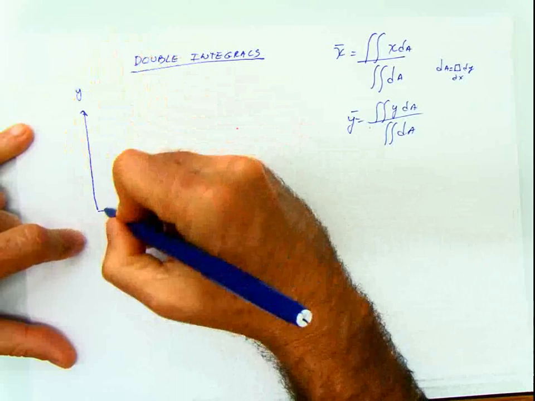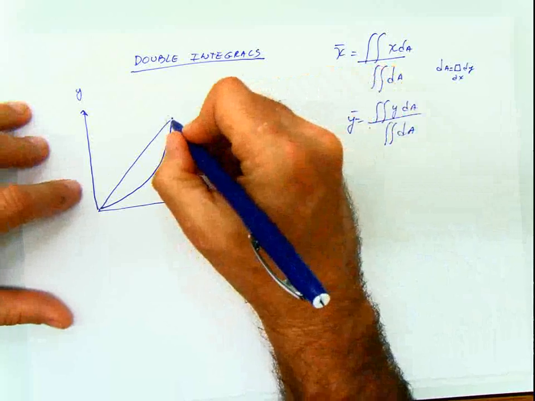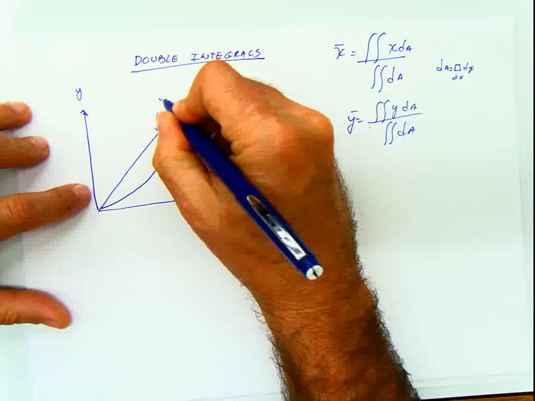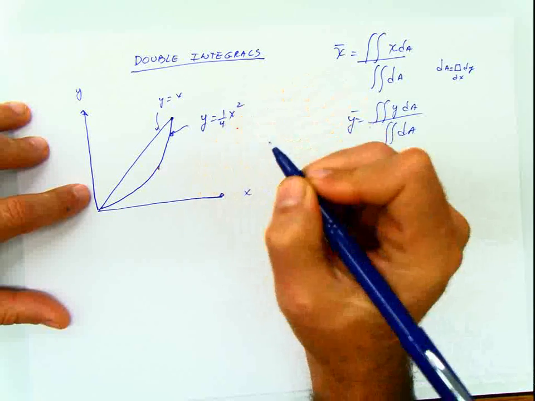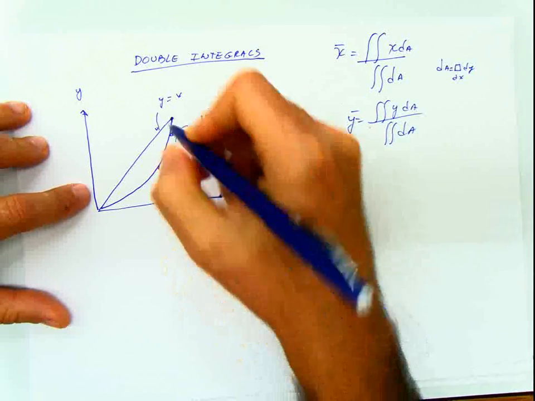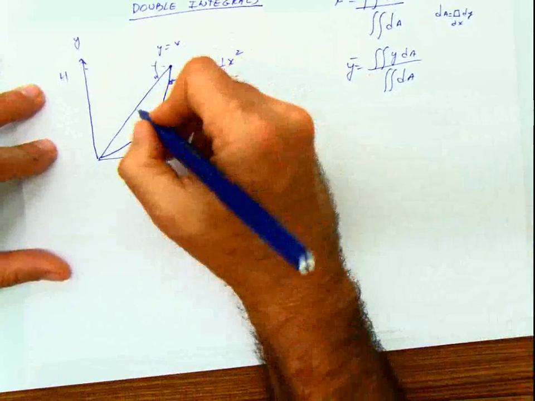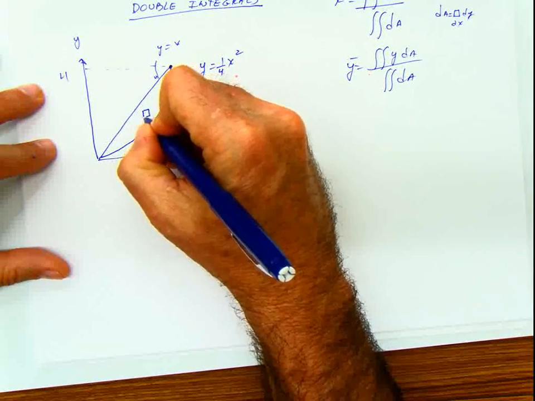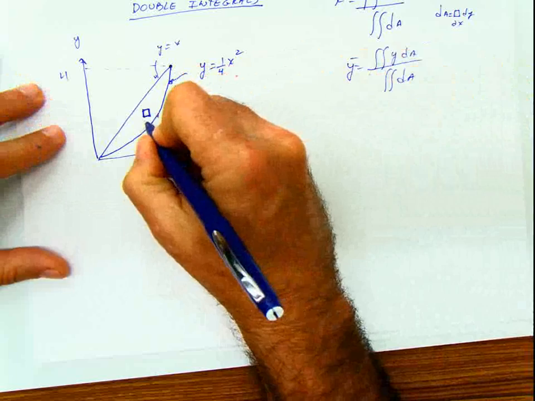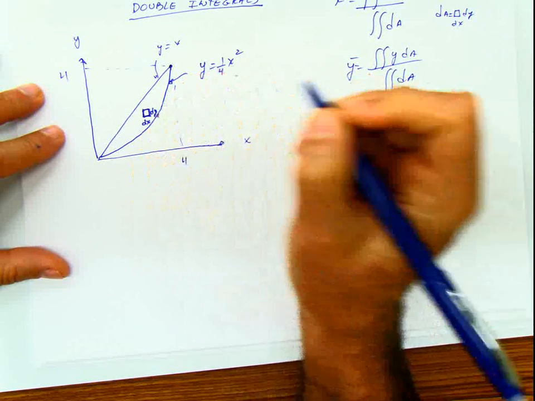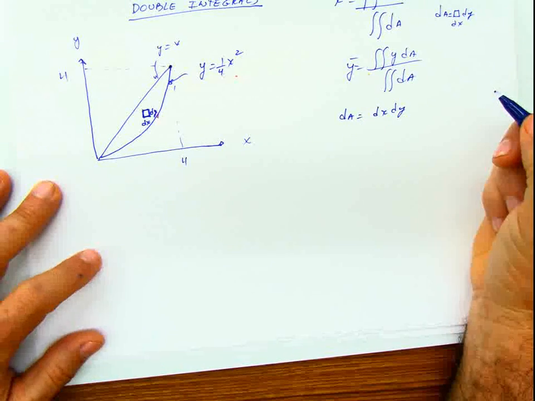x, y, and I'm using this example because it's not the most straightforward example. That's why I'm doing it. Remember, this one here is y equal x, and this one here is y equal 1/4 x squared. Distance here 4, we calculated before. Now my differential of area is going to be this. It's not a strip anymore. Now it's just a plain and simple differential in both directions. My differential of area is going to be dx dy.